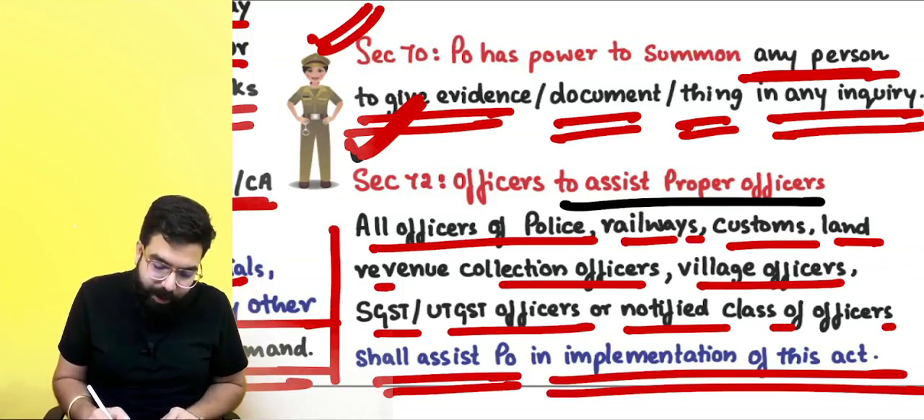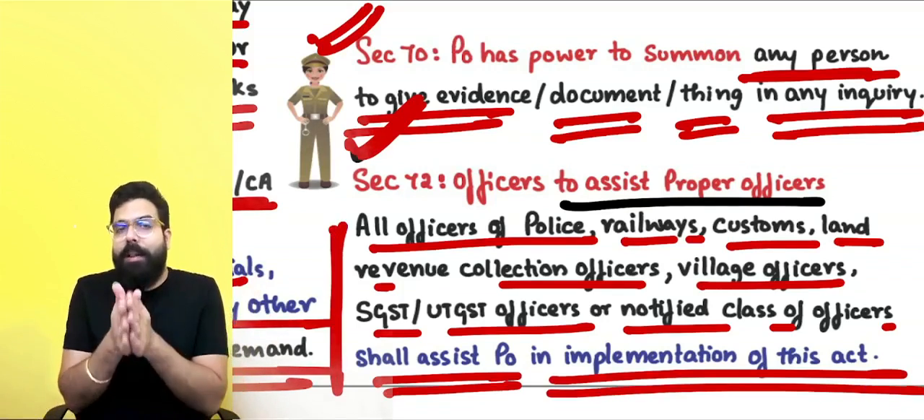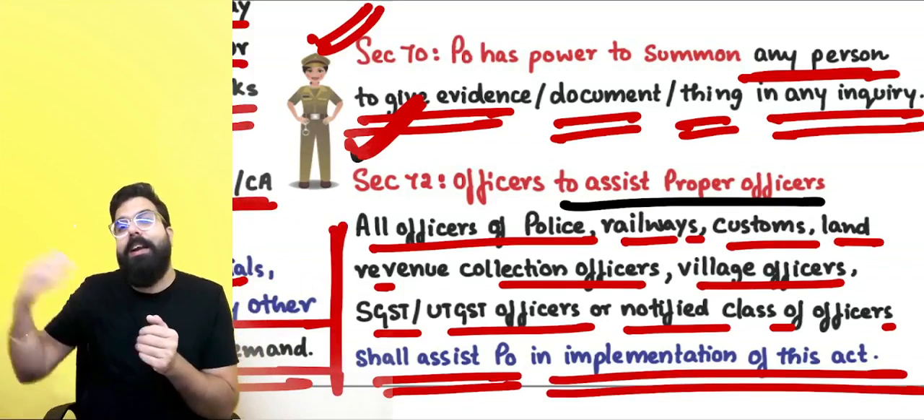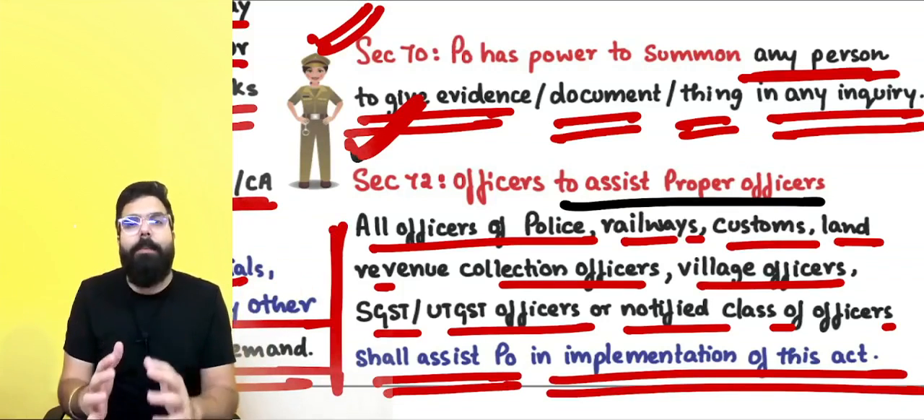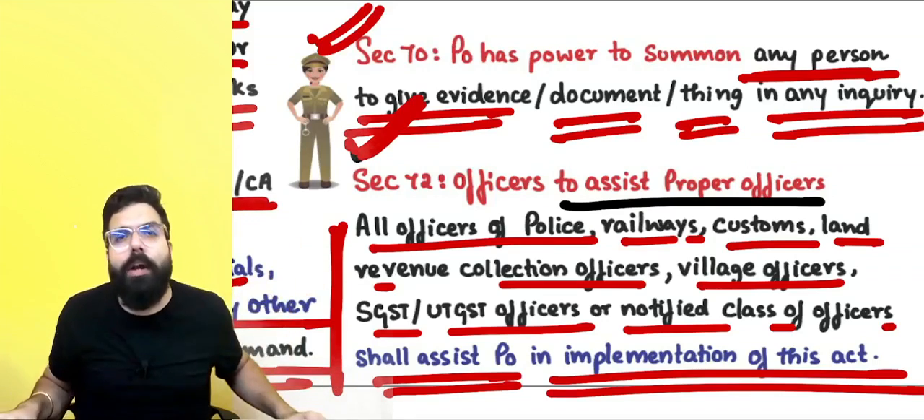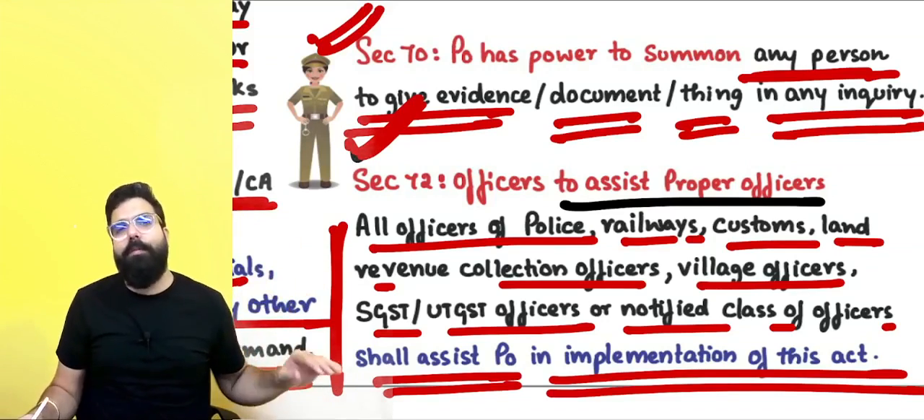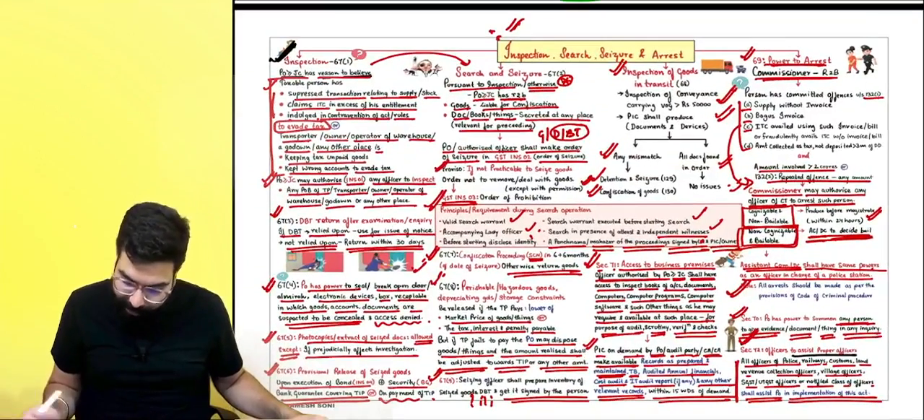Under section number 72, it has been told that when the proper officer is carrying out the purpose of the act, all these other officers should help him so that he can carry out the proper implementation of the act. Okay, sir, point is clear.